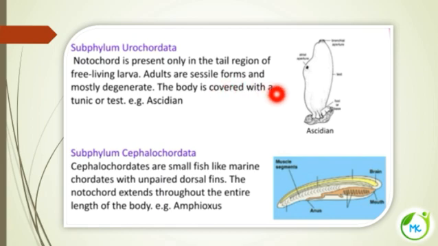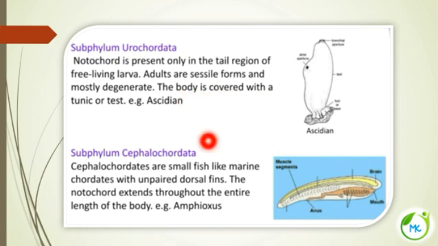And the body is covered with a tunic or test, which is nothing but the outer covering. And the adult forms are degenerate, meaning they are capable of diminishing, that is referred to as degenerate.